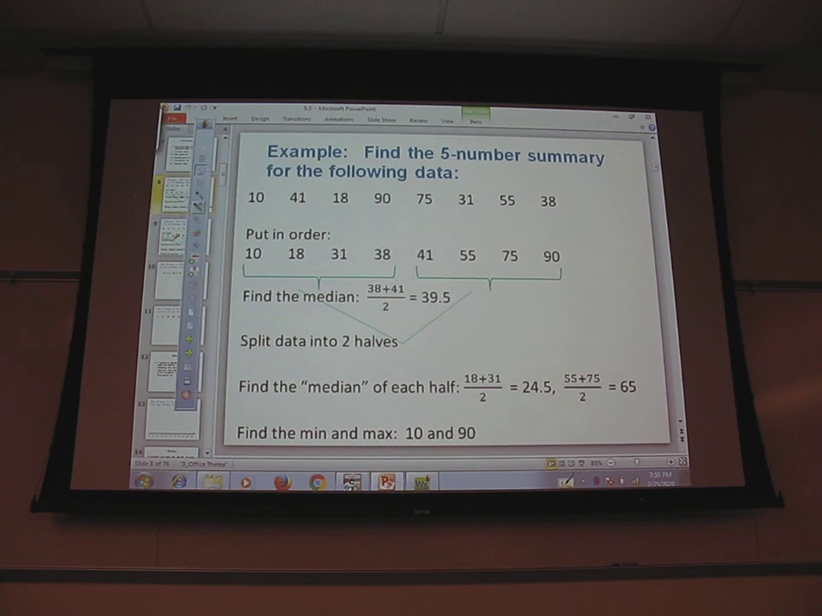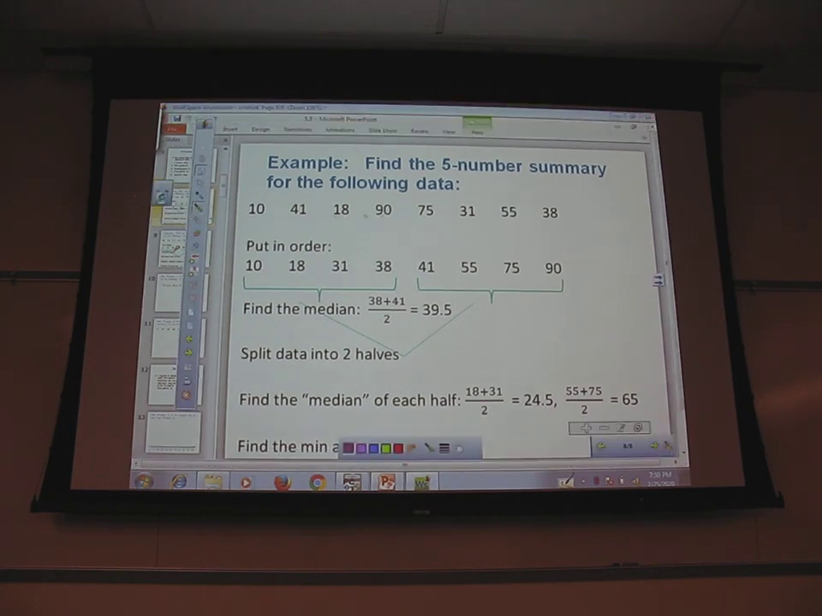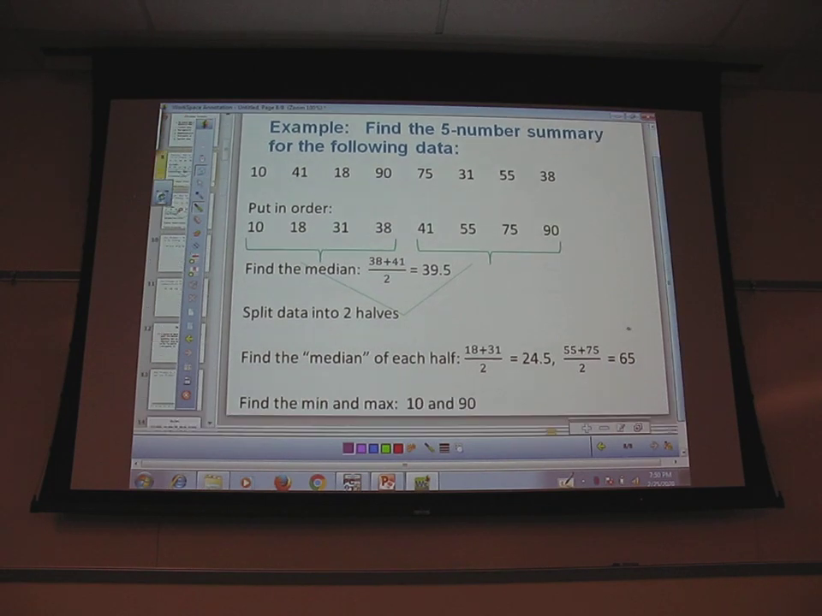Okay, so here's the first example. You have your data, you put it in order. And then you split it perfectly in half, if possible. Then I need to find my Q1. So I took my lower half. There is an even number of items there. These two are tied for the middle. I have to average them. So I average them and I get 24.5.